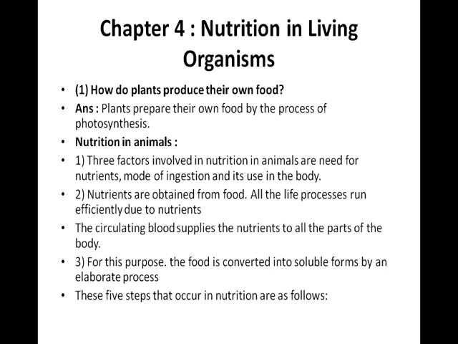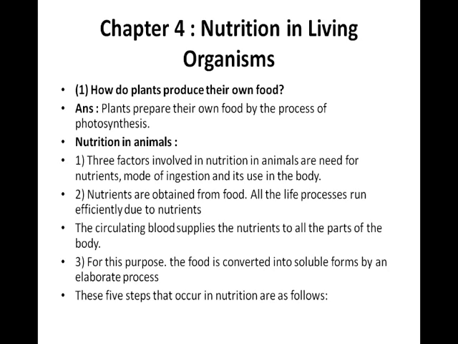The circulating blood supplies the nutrients to all parts of the body. When we eat food, it doesn't mean that the food goes to every part of the body. The blood absorbs nutrients from the food and carries them to all parts of the body. For this purpose, the food is converted into soluble forms by an elaborate process.